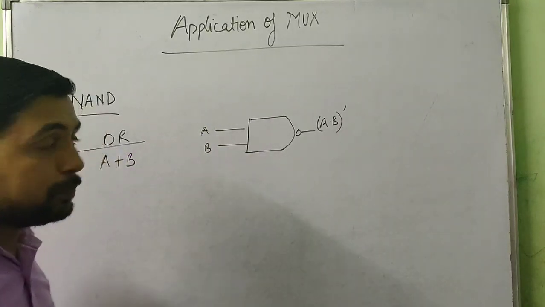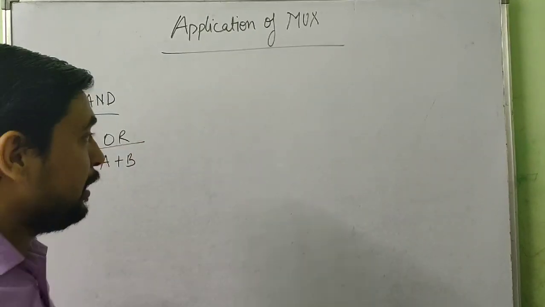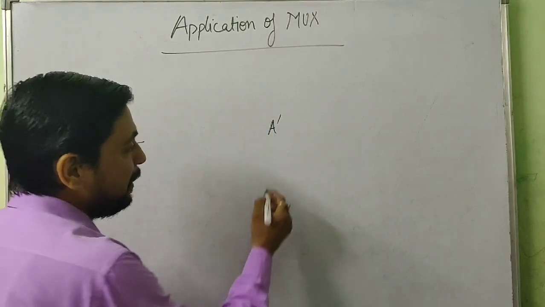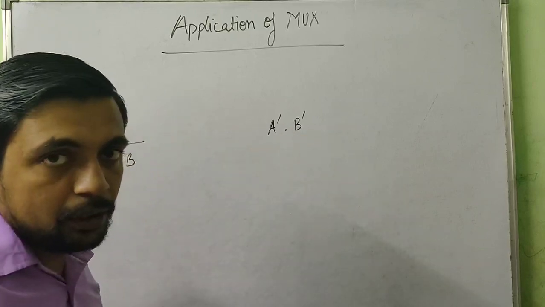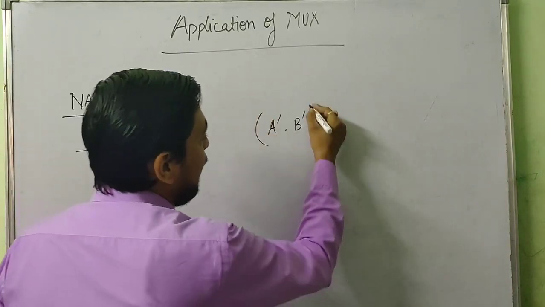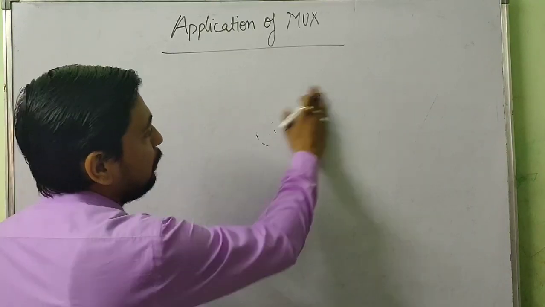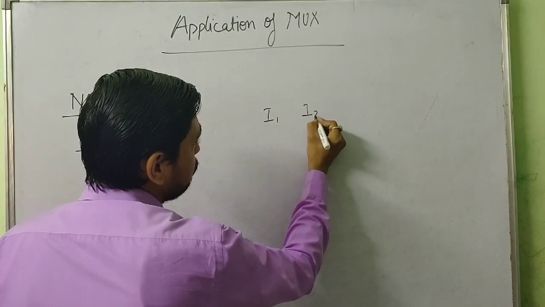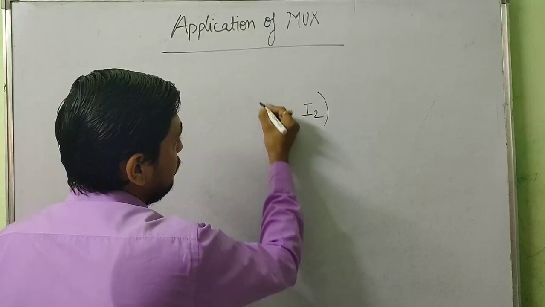What we need to do? Imagine if we get A complement and B complement as two inputs, and we perform a NAND on them, this will be the operation. If you are not getting it like this, suppose there are two inputs I1 and I2, and we perform a NAND operation on them, so that will become this.